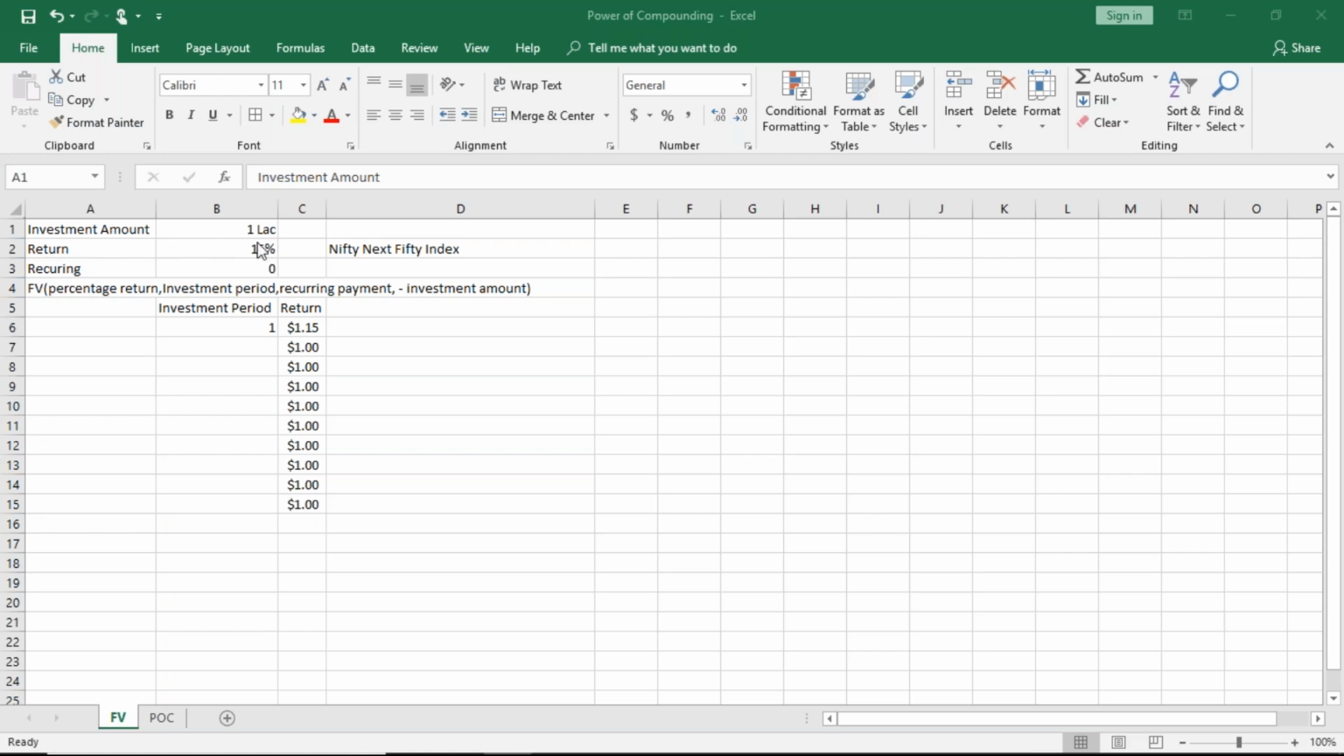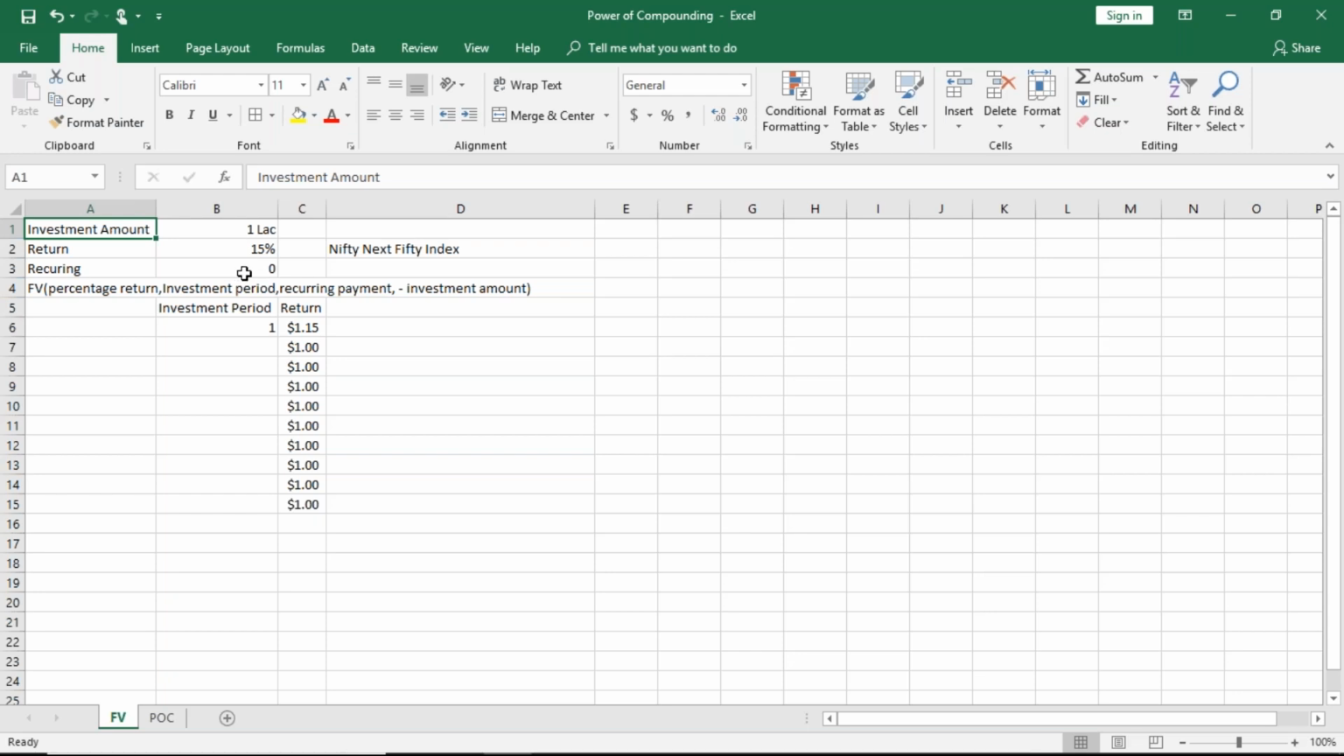Let me assume a 15% return, and the instrument I would be using is a Nifty Next 50 index fund. I'm betting my money on the index of India, hoping that consumption will increase and the Nifty index will rise. Meanwhile, whatever amount I invest would also be increasing. Let me ensure that I don't do any recurring investment. Whatever 1 lakh I invest, I just invest it and don't make any further investments in the stock market.